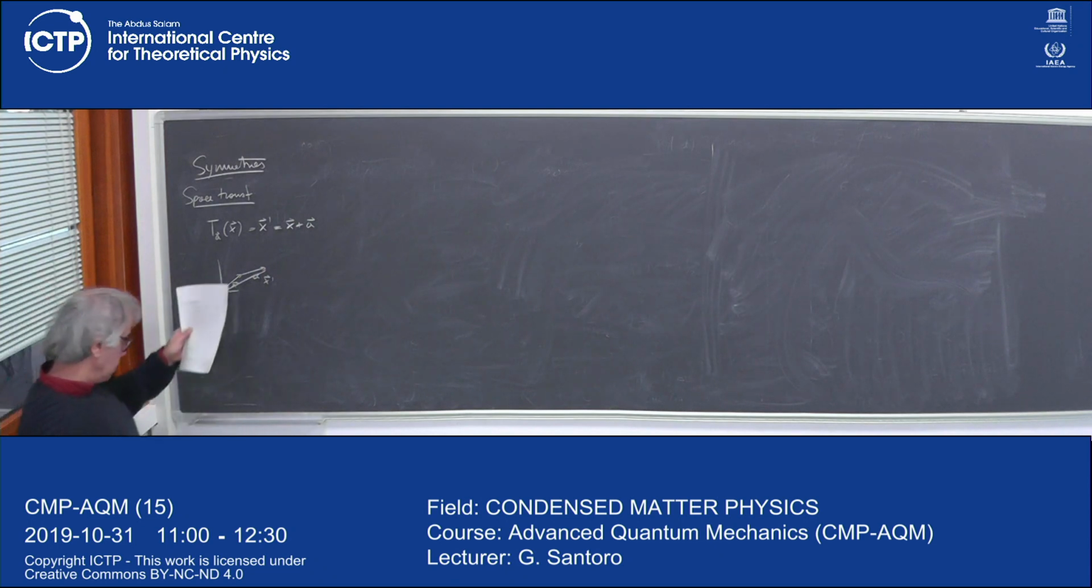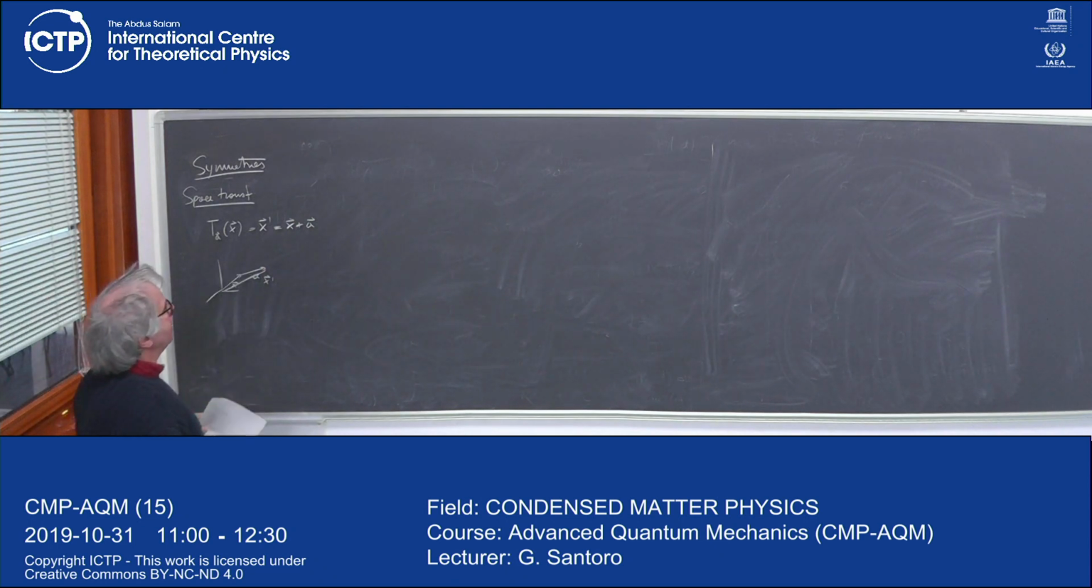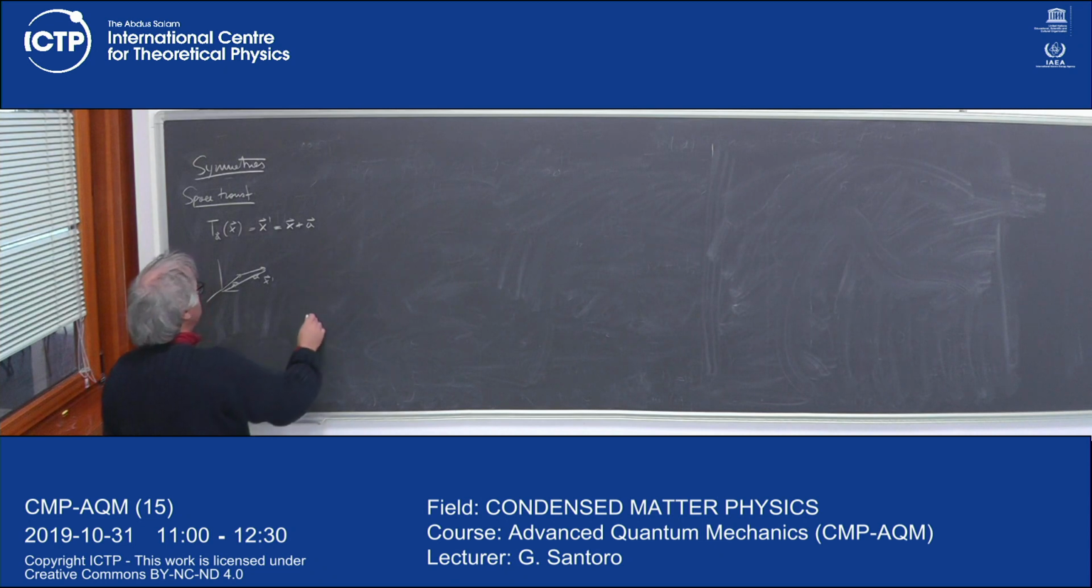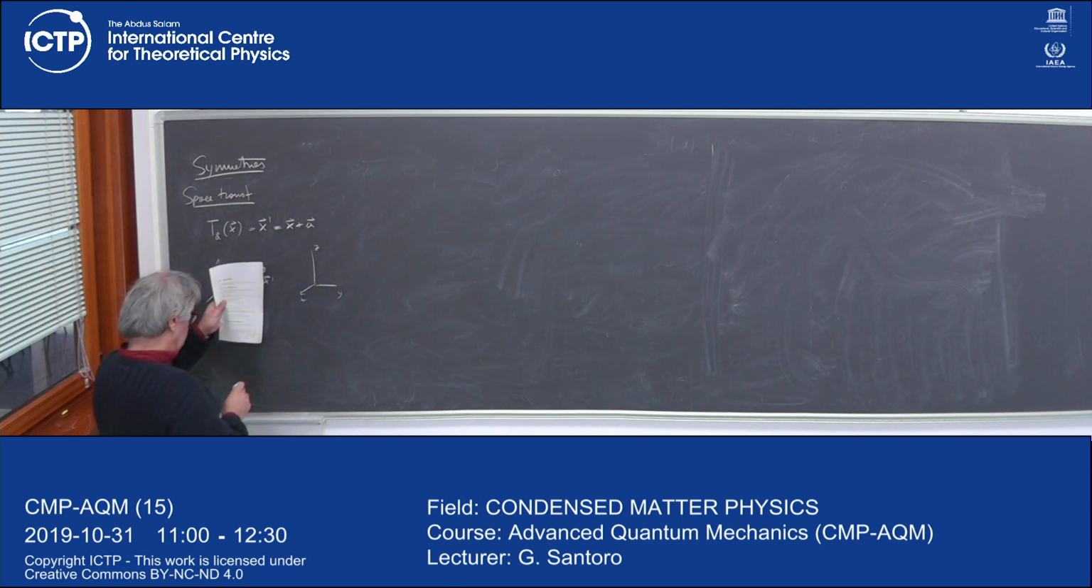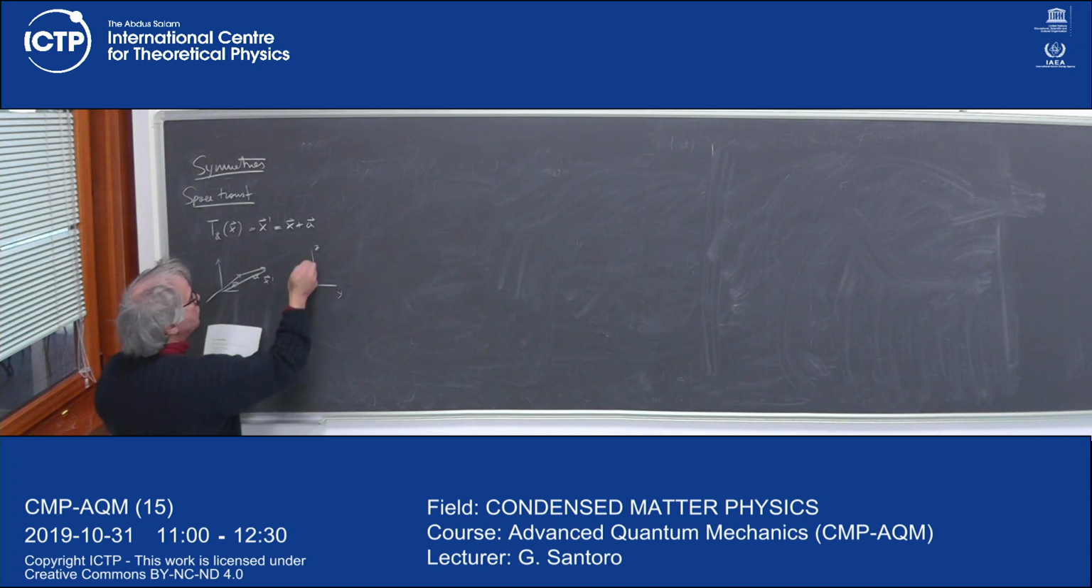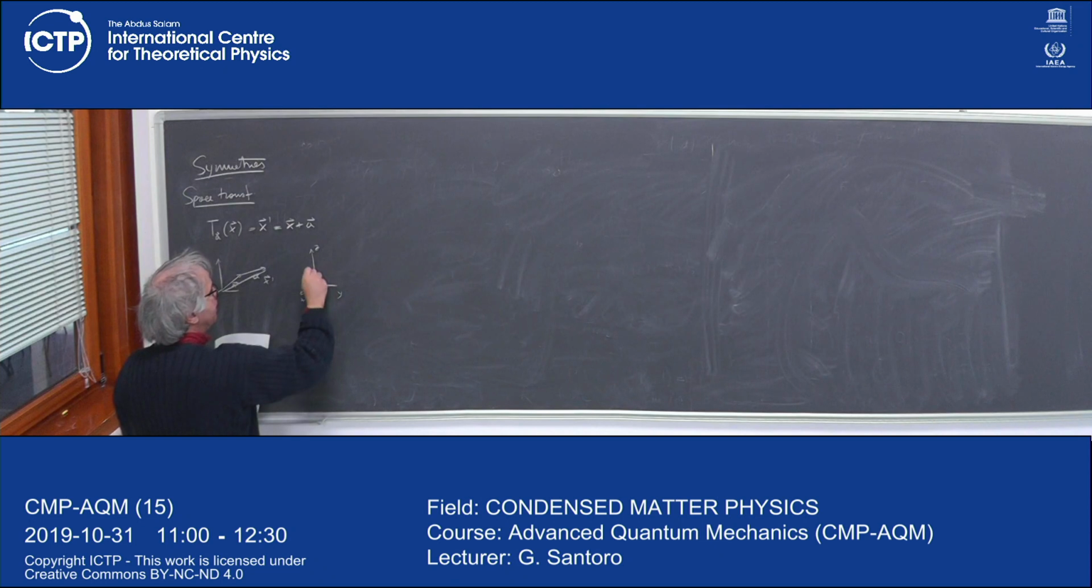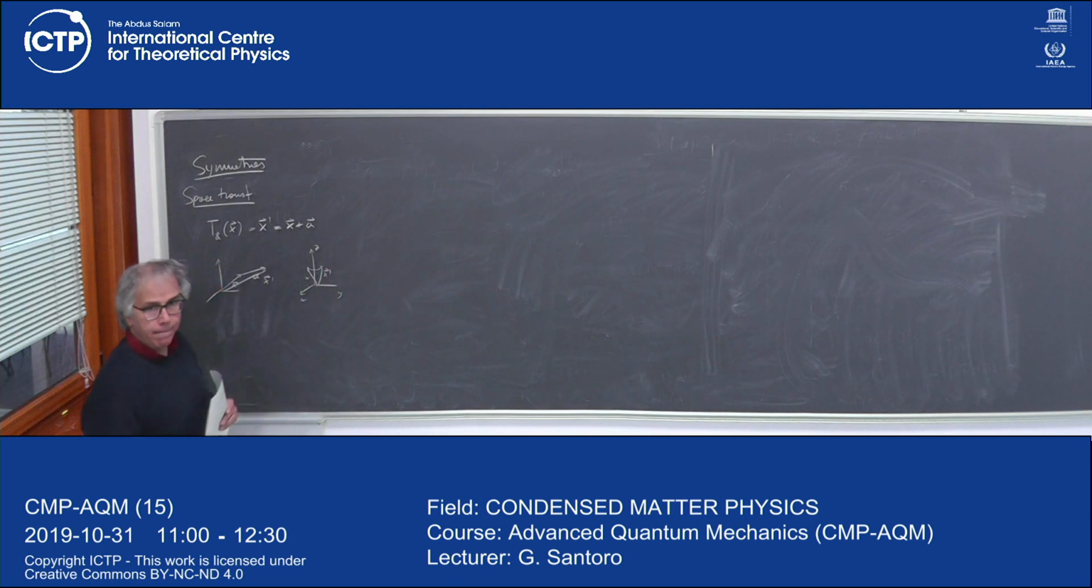Now, rotations. Well, rotations are slightly more complex. So I have Z, X, and Y. Let's, for instance, consider rotation around Z. So I take a point X, whatever, and I rotate around the Z-axis, obtaining X prime.